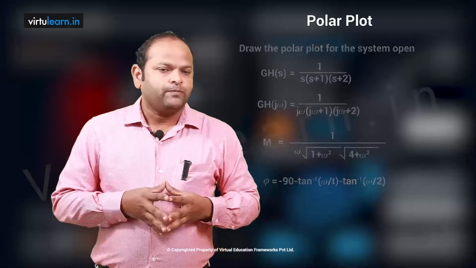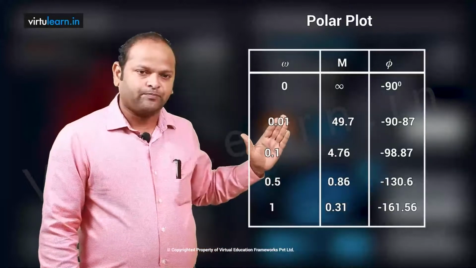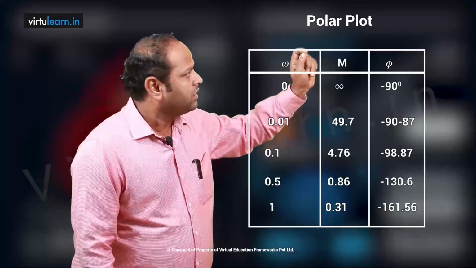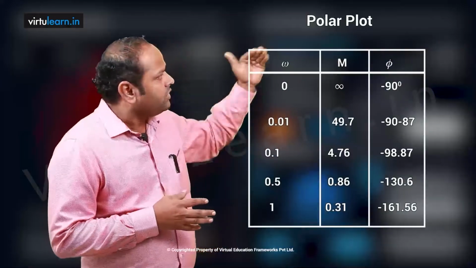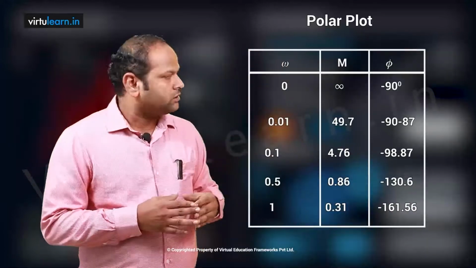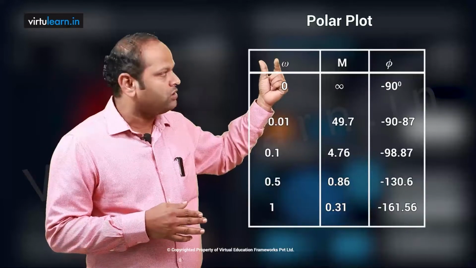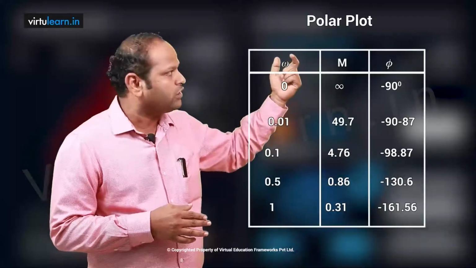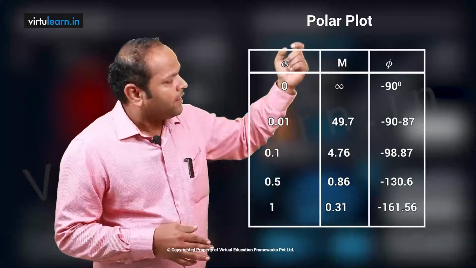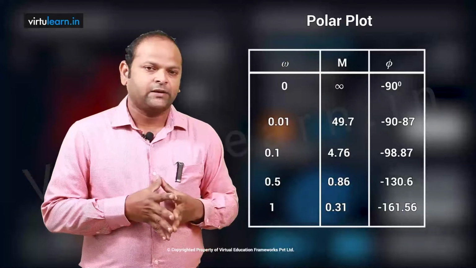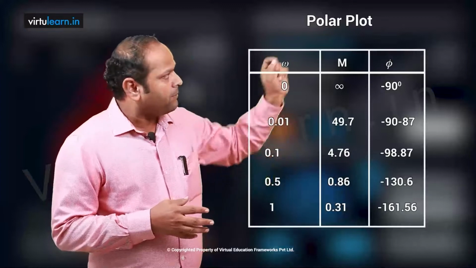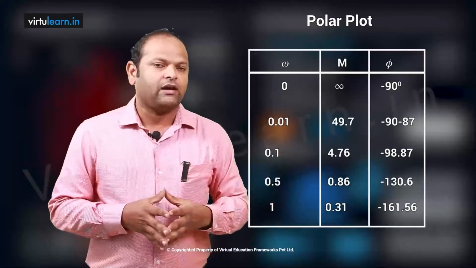Once you have these two, I am going to prepare a table like this. In this table, the first column is omega, then next is magnitude and next is phase angle. We'll start with omega 0, which is the starting point. When omega is 0 in this problem, when you substitute into those two equations, magnitude and phase angle, you will get magnitude as infinity and the phase angle is minus 90 degrees. So this infinity is the starting magnitude and minus 90 is the starting phase angle of the polar plot.